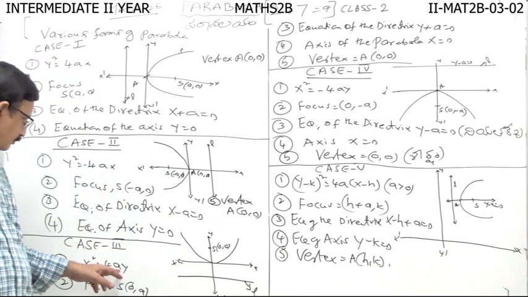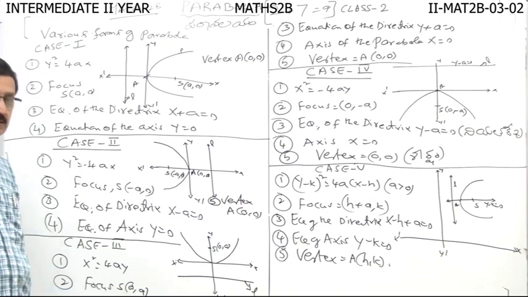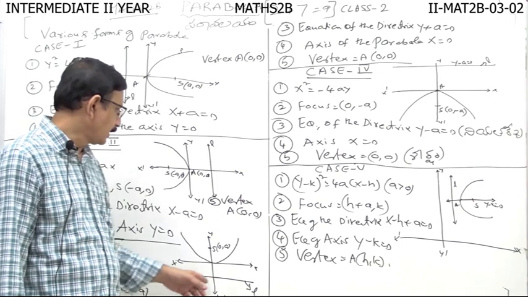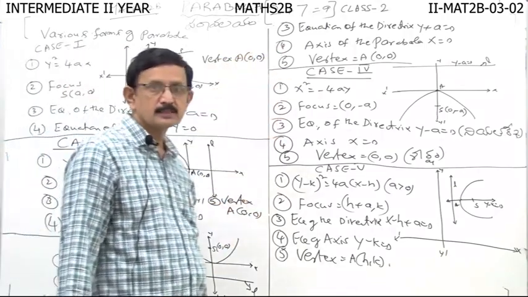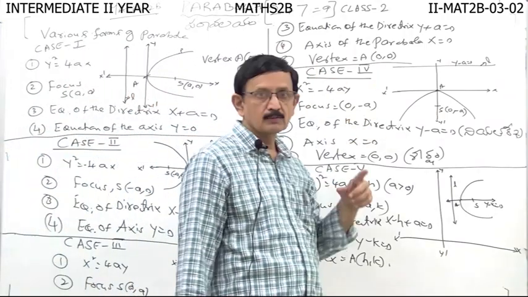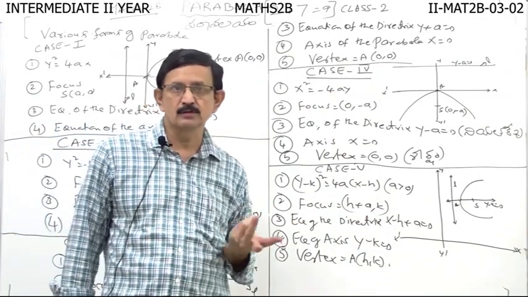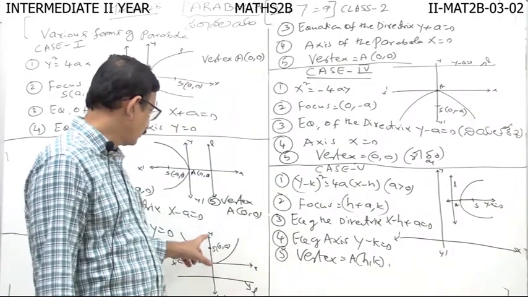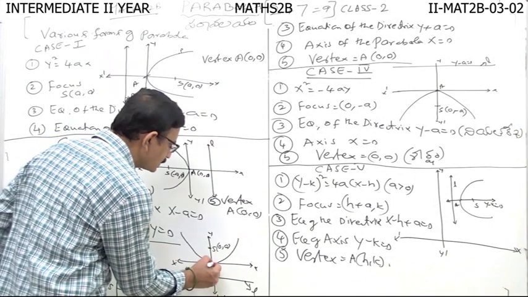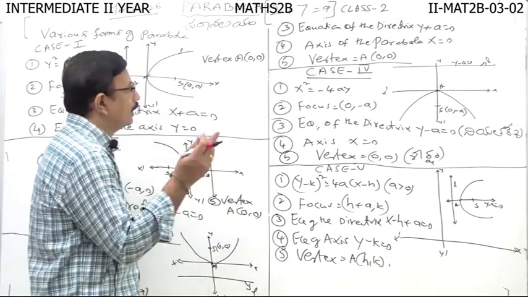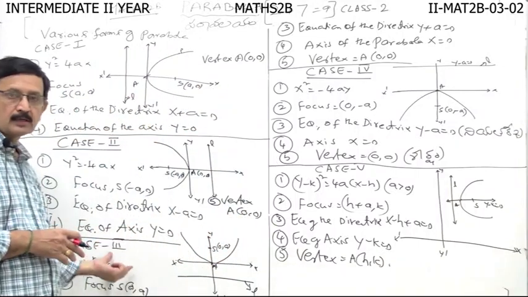So in this case, what is the equation of the parabola? x squared is equal to 4ay, and the coordinates of the focus S are (0, a), and this is the directrix. The equation of the directrix is y plus a is equal to 0, and the axis of the parabola is x is equal to 0. This is nothing but the equation of the y-axis, which we studied in first year straight lines. The equation of the y-axis is x is equal to 0. The vertex has coordinates (0, 0). So this comes under case 3.